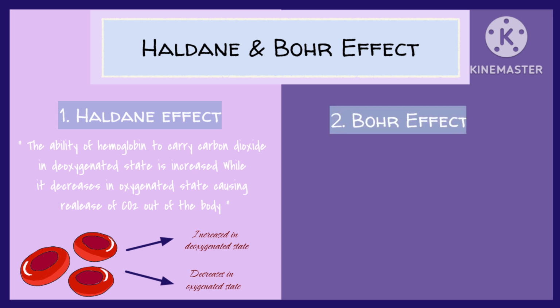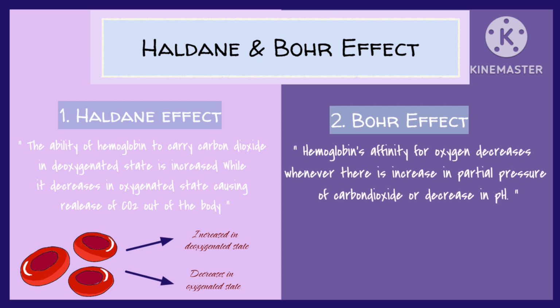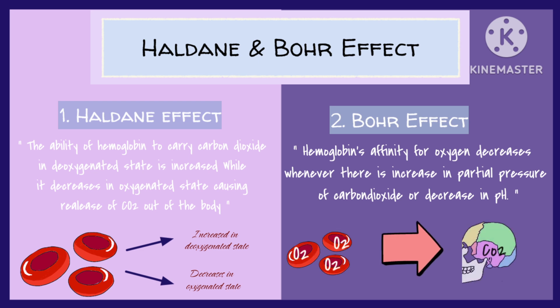The second effect is the Bohr effect. It states that hemoglobin's affinity for oxygen decreases whenever there is an increase in partial pressure of carbon dioxide or decrease in pH. This helps in allowing oxygen bound to hemoglobin to be dissociated and enter areas where carbon dioxide concentration is more. This is how tissues that are hypoxic are oxygenated.